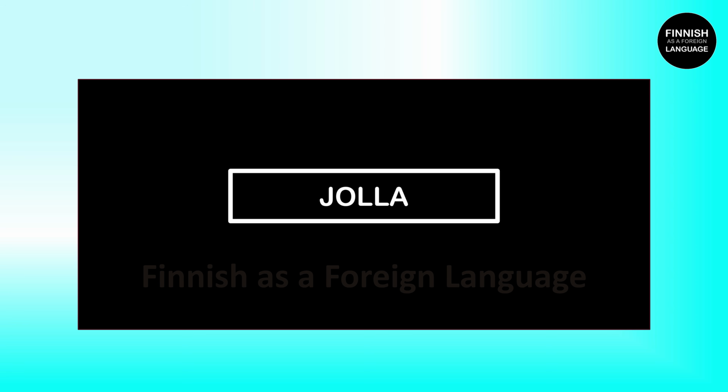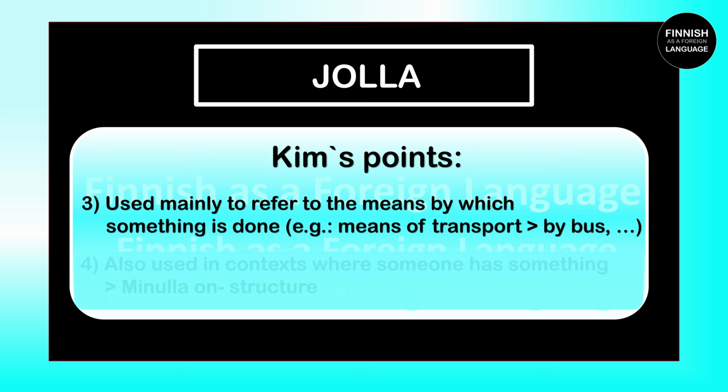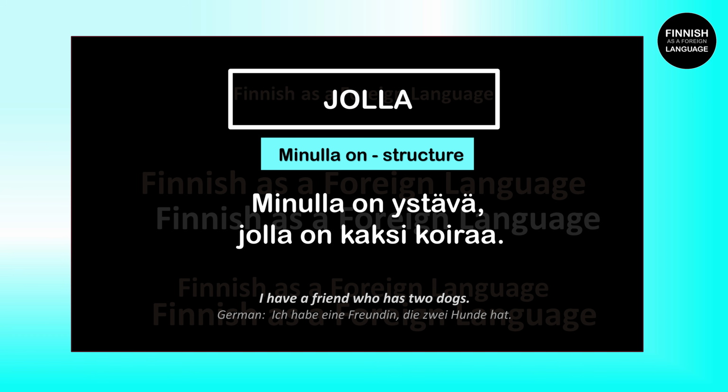Now we carry on with jolla, which can be understood as with which or who has. We use jolla, which is the adessive case of joka, mainly to refer to the means by which something is done, like a mode of transport, or in contexts where someone has something following the minulla on structure. Here's our first example. Minulla on ystävä, jolla on 2 koiraa. In English, I have a friend who has 2 dogs.